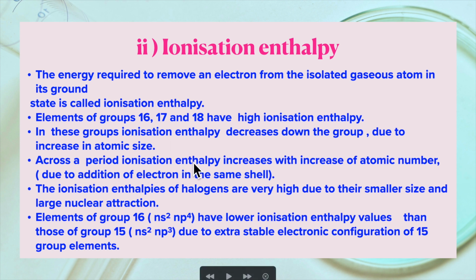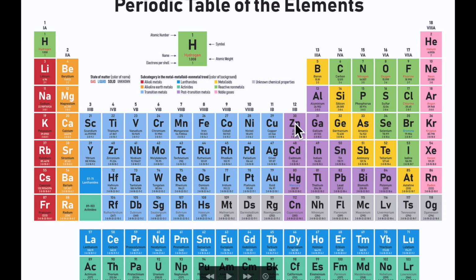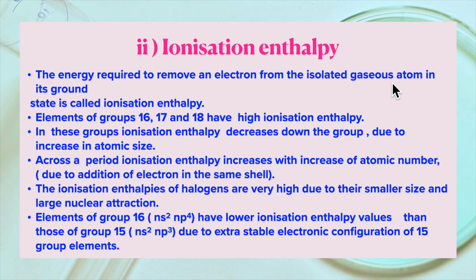Across a period, ionization enthalpy increases with increase of atomic number due to addition of electrons in the same shell. Why does ionization enthalpy increase with increase in atomic number in a period? Because in a period, the electrons are added in the same shell, and so the atomic size decreases and the nuclear charge increases, and so across a period ionization enthalpy increases with increase of atomic number.